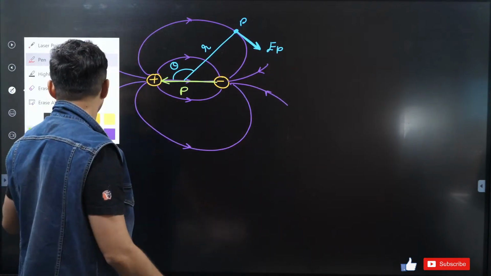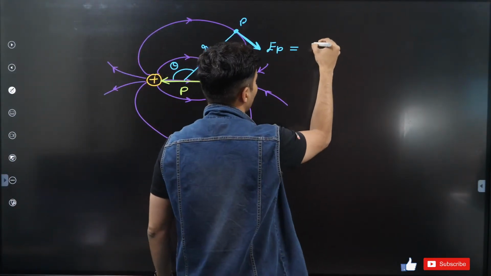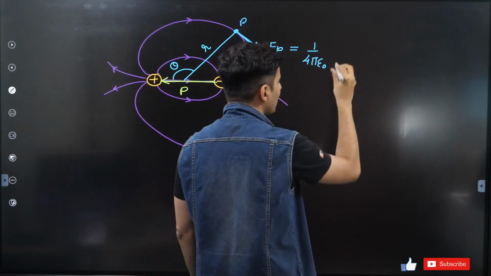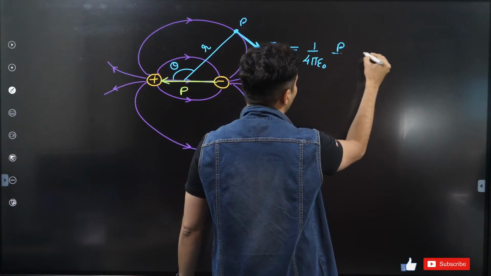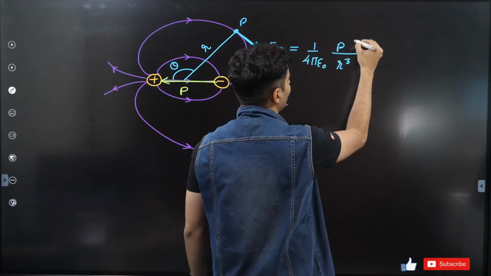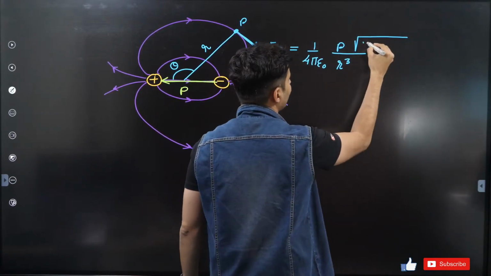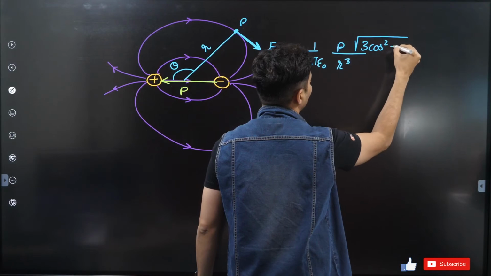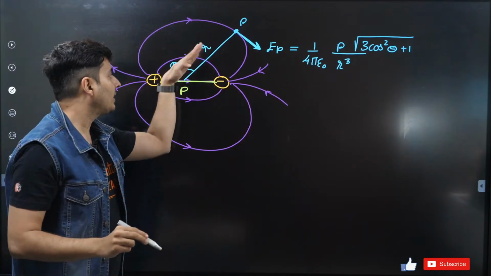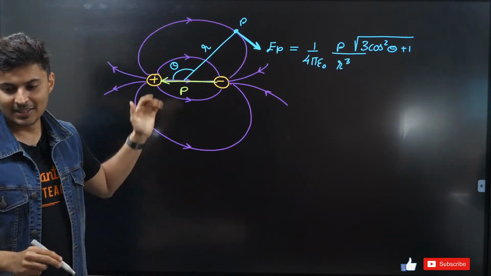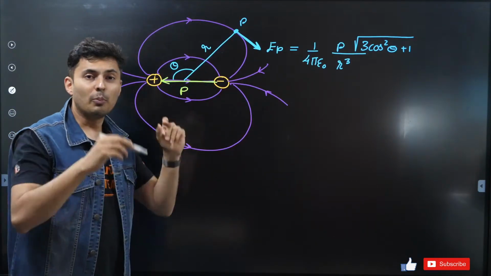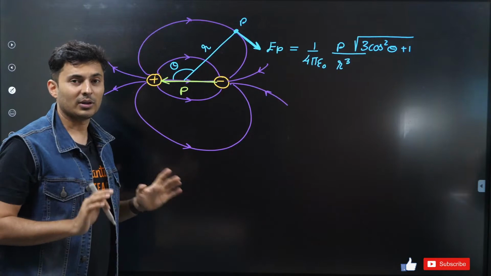Then the electric field at that particular point is given by 1 by 4 pi epsilon naught as it is. Here you are going to have P and R cube. R is the distance from the center of the dipole, and here you will have root of 3 cos square theta plus 1. This is the field at any location around that dipole. You put the value of theta, you get the answer for the field.